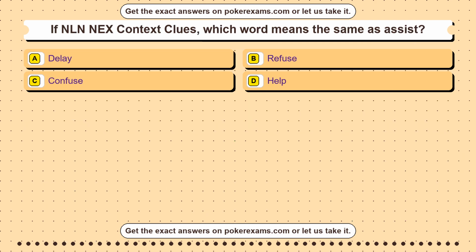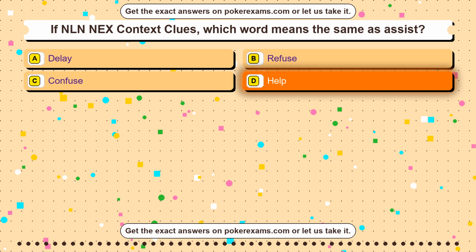Question 30. If NLN NEX Context Clues, which word means the same as assist? Option A, delay. Option B, refuse. Option C, confuse. Option D, help. The correct answer is option D, help.